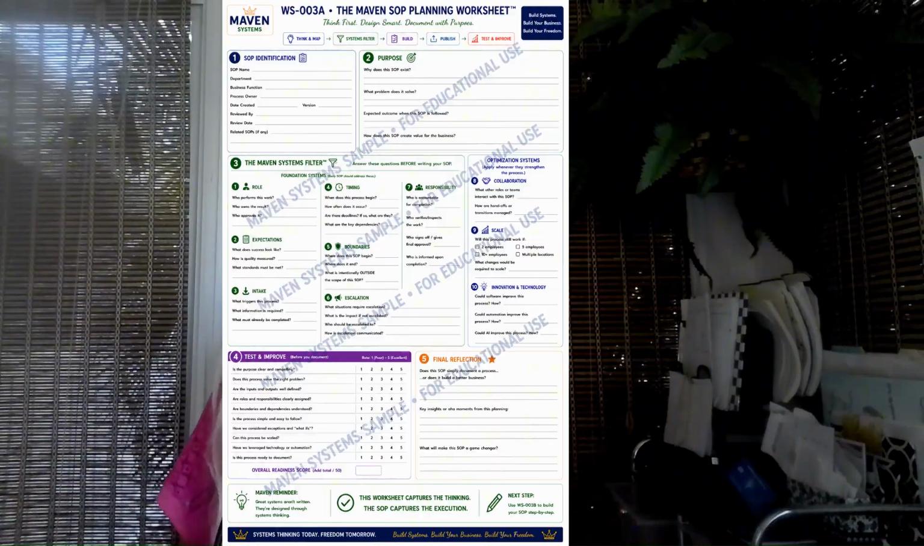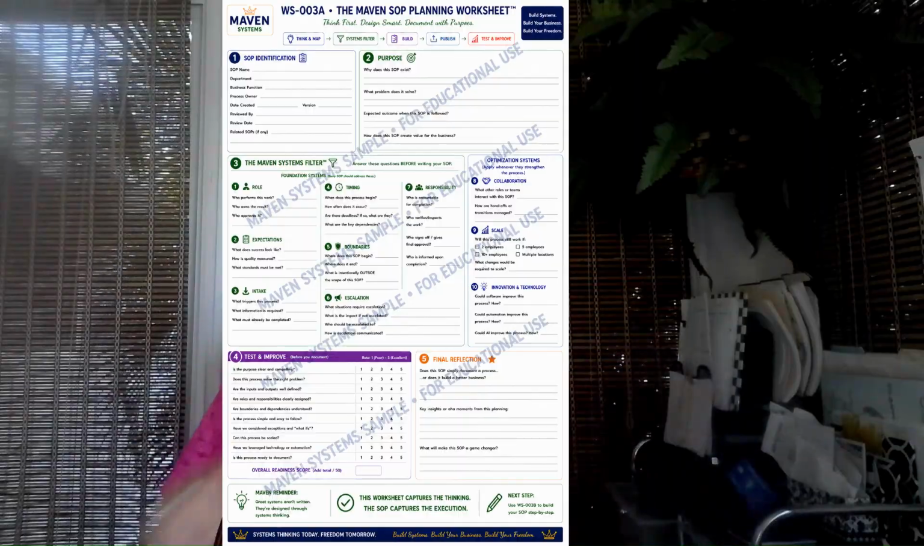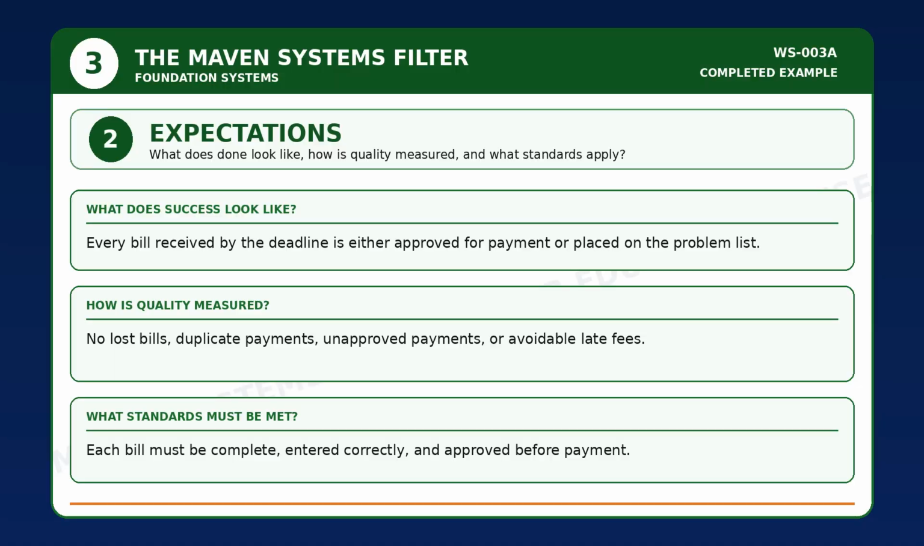So on our Form 3A, this is what we write. What does success look like? Every bill received by the deadline is either approved for payment or placed on the problem list. How is the quality measured? No lost bills, duplicate payments, unapproved payments, or avoidable late fees. What standards must be met? The bill must be complete, entered correctly, and approved before payment. We know exactly what needs to be done, and we know what done means.